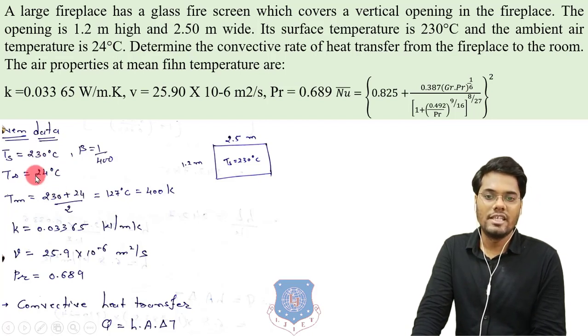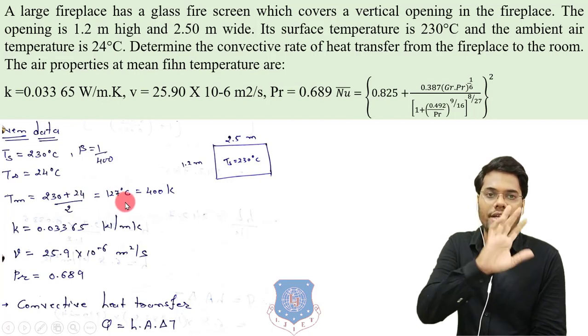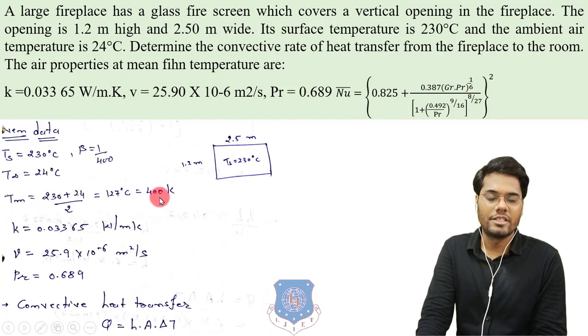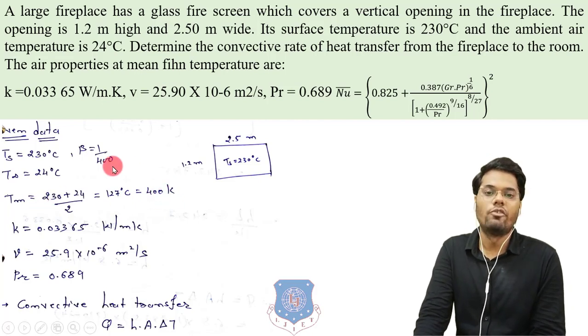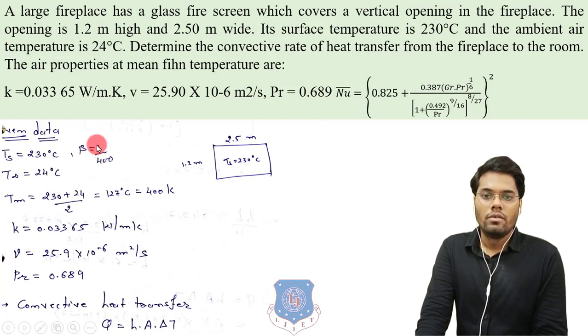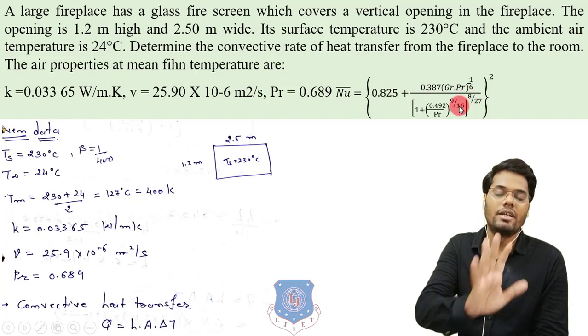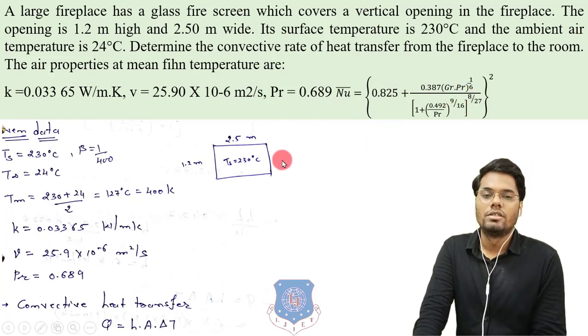So the mean temperature is Ts plus T infinite divided by 2, so 127 degrees Celsius. Converting it into Kelvin, that is 400 Kelvin. From the value of the mean temperature, we can easily calculate the value of beta, which is 1 upon 400 Kelvin. We have to determine the convective rate of heat transfer from the fireplace to the room. The properties at the mean temperature, like conductivity, viscosity, Prandtl number, and the relation between Nusselt, Grashof and Prandtl, are mentioned in the question. So to find the convective heat transfer, we have to use h A delta T.